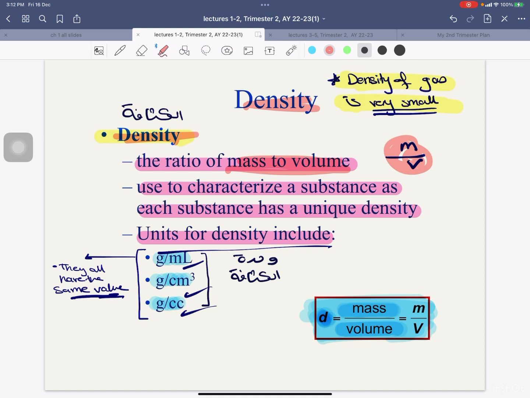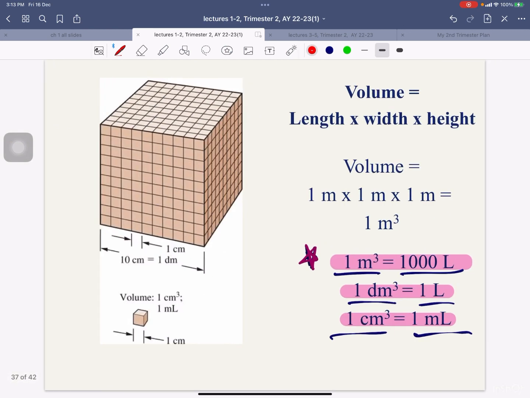ليه؟ عشان كل substance has its own unique density، وعندنا units وحدات كثافة دائما نكون equal to each other and they have the same value. So grams per milliliter, grams per centimeter cube, and all of the other those three وحدات. Okay, so density is equal to mass over volume، وكل substance عنده unique density.